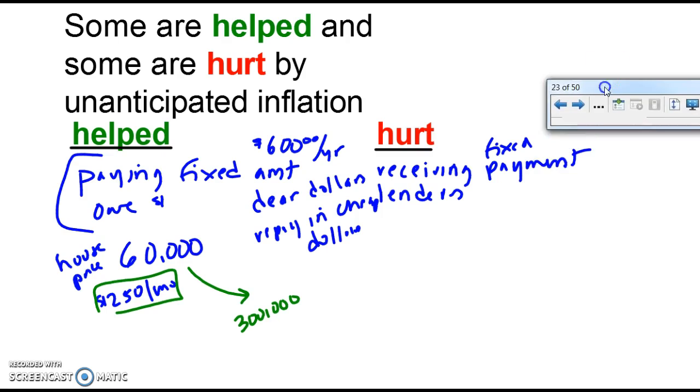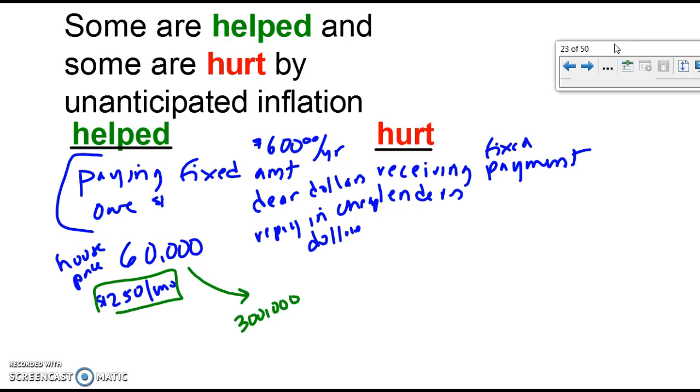Well, anybody who's receiving a fixed payment. So if I agree to let you rent my apartment for $600 a year, I should have put a month. But let's say I agree to that, right? And then I'm the one receiving the payment. I lent dear dollars and I'm receiving cheap ones. So that's a bad deal for me. Also, lenders in general get caught in this, because you think about the people who lent my parents that money. They lent my parents $60,000 in really valuable dollars, and now they're getting repaid $250 a month in cheap dollars.